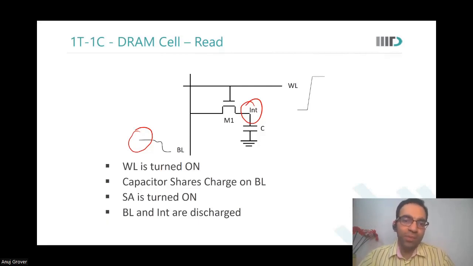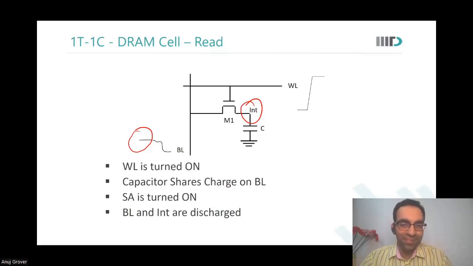When you want to read this particular cell, what do you do? You turn the word line on. What happens? At once CBL and C store get connected. Again, charge sharing happens. And you sense which direction the charge sharing is in, and determine if C stored a 0 or a 1 through the sense amplifier. And the sense amplifier now discharges both bit line and INT, or charges both bit line and INT.